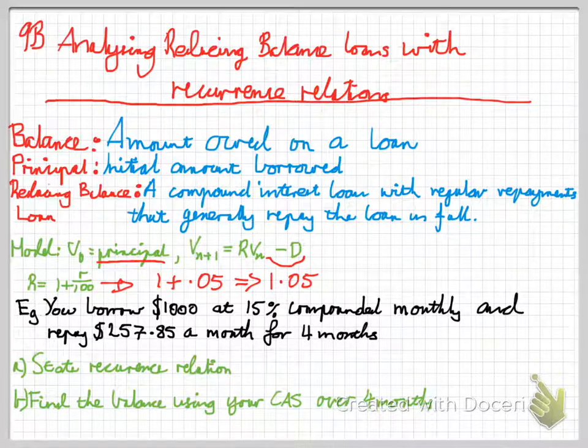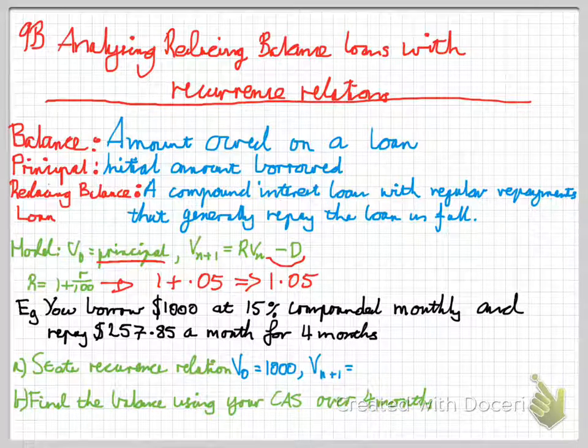So the recurrence relation should look like this, with our V0 equal to 1,000, and then Vn plus 1 will be equal to our R value.